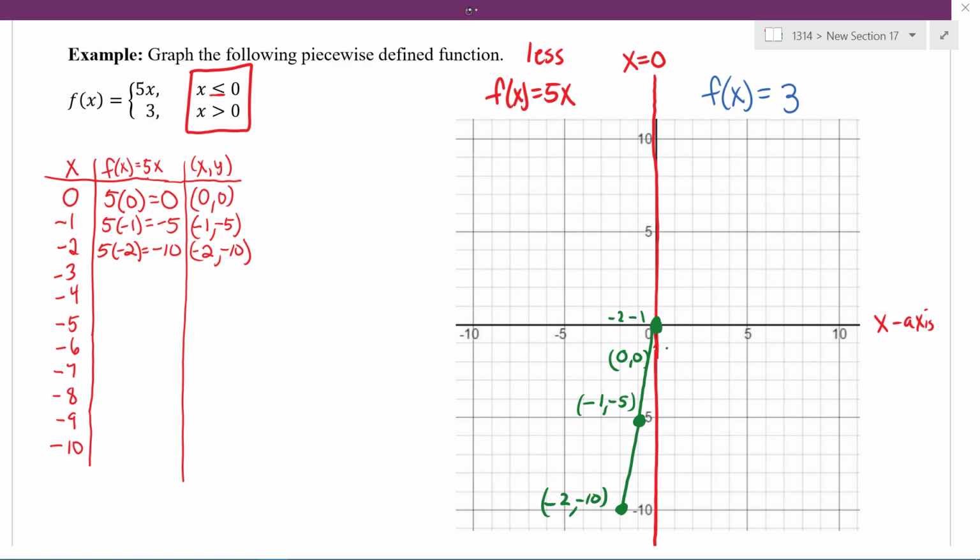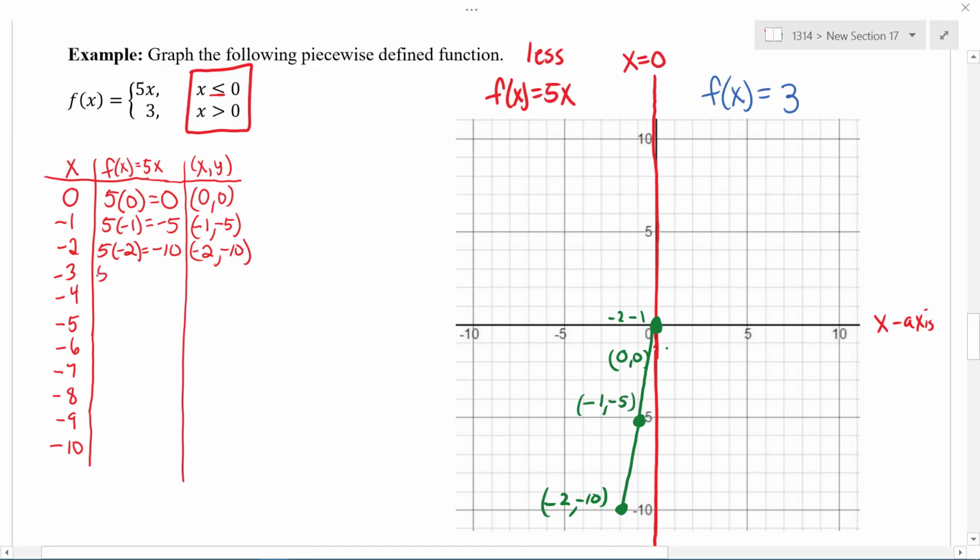Okay, so let's plug in a -3. So we have 5 times -3, and that's equal to -15. So negative 3 comma negative 15 is the point that I would plot. Now when I come over to my graph to actually plot that point, I see that I don't have enough graph to actually plot negative 3 comma negative 15.